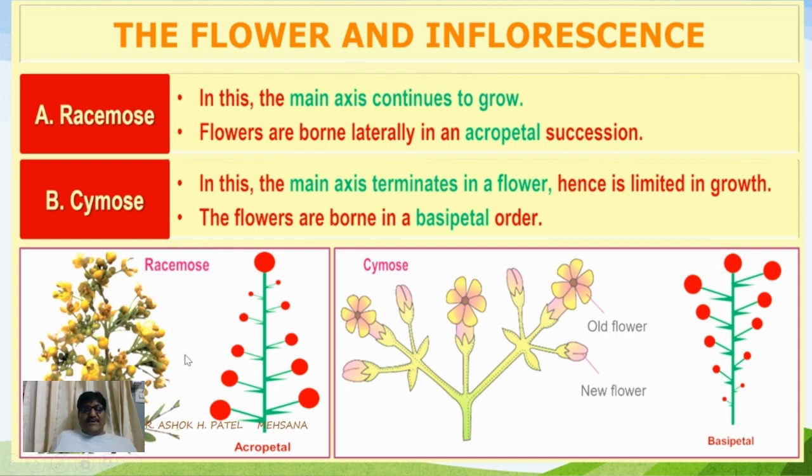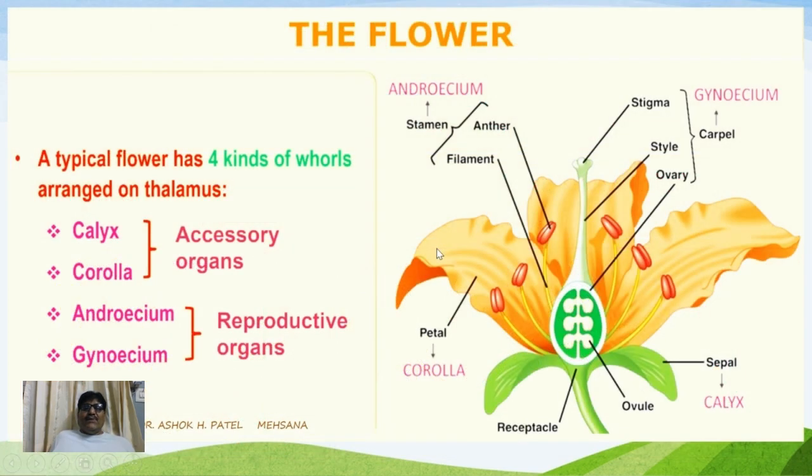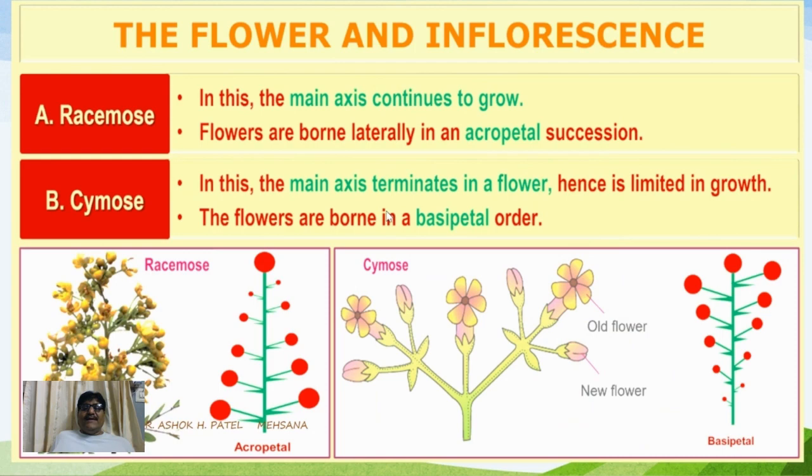And acropetal position is seen in the inflorescence. That means the flowers are borne laterally in acropetal succession. In the cymose, the main axis terminates in a flower, hence is limited in growth. The flowers are borne in basipetal order. Basipetal order means the upper flower is well developed and the lower flowers are seen in a bud-like structure. So that is called the inflorescence.